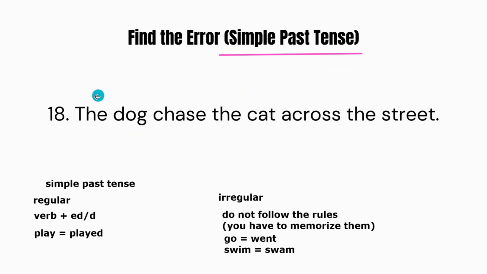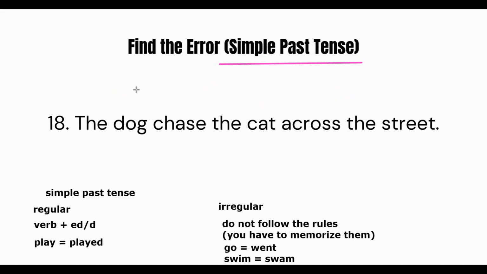18. The dog chased the cat across the street. So our mistake is here. It's not in its past tense form. So it's not chase, but we would have to add the D and say chased. The dog chased the cat across the street.